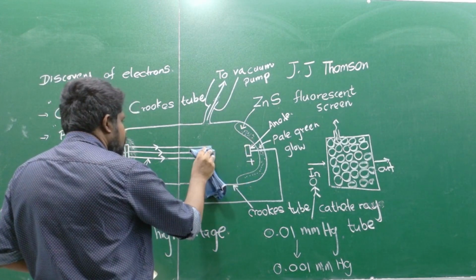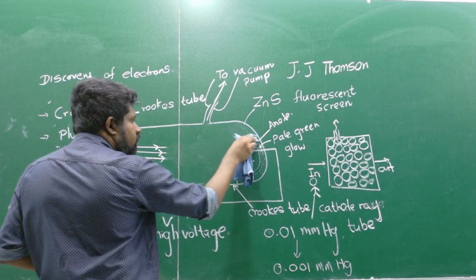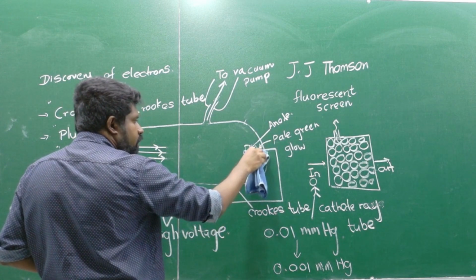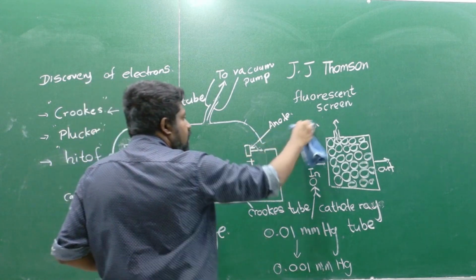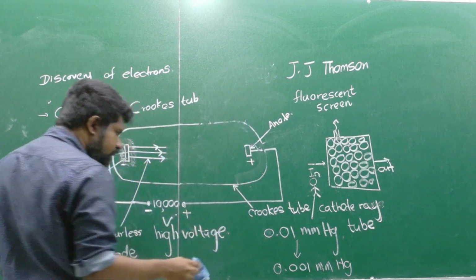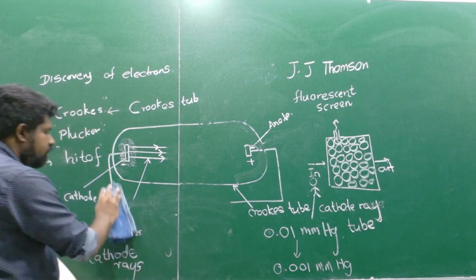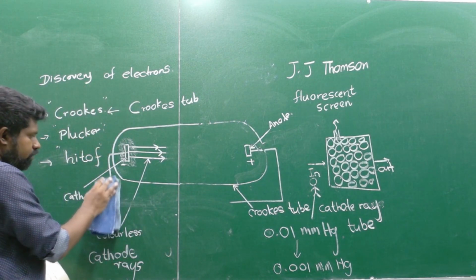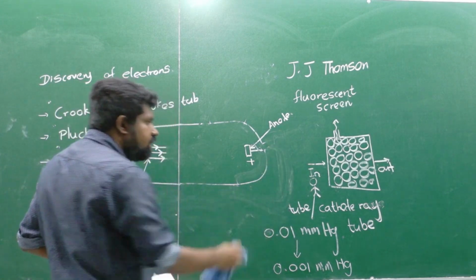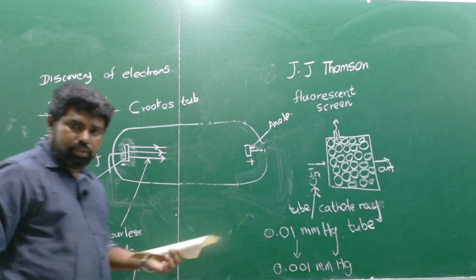What he did was a modification of the setup. When we draw, there's no need to draw the zinc sulfide for each experiment. This is the basic setup, with the voltage and everything, which is present in all experiments, so no need to draw it for each property. I will simplify the setup just for your ease. Otherwise the vacuum pump and the other voltage should be present all the time.